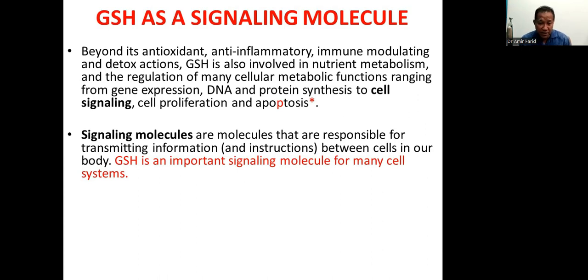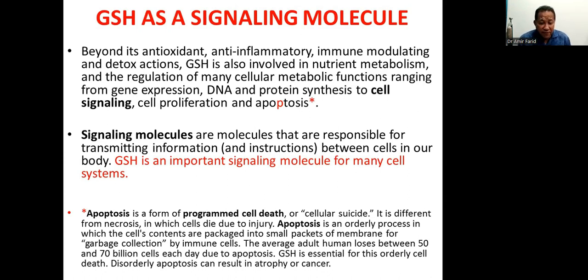Okay, in case you're not familiar with the term apoptosis, what is apoptosis? Apoptosis is a form of programmed cell death or cellular suicide. It is different from necrosis, in which cells die due to injury. Apoptosis is an orderly process in which the cell's contents are packaged into small packets of membrane for garbage collection by immune cells. The average adult human loses between 50 to 70 billion cells each day. That's a lot, due to apoptosis. Glutathione is essential for this orderly cell death. Disorderly apoptosis can result in atrophy or cancer. Okay, so this orderly process requires plenty of glutathione. Otherwise, you may end up with diseased organs or cancer because of improper destruction of the cells.